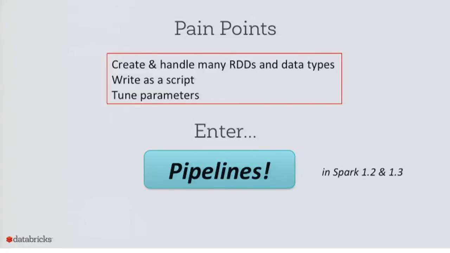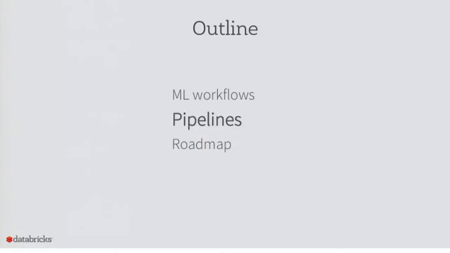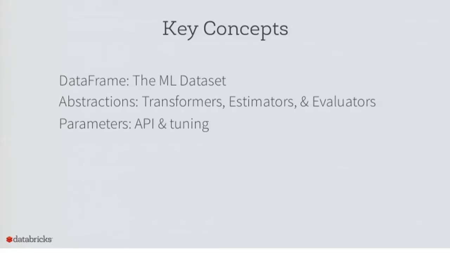This was introduced in Spark 1.2 and has continued to be developed. It's still experimental, but it has a lot of nice features, and there's a great time to give feedback on it. So, moving to pipelines. There are 3 key concepts to pipelines which I want to mention. The first is the DataFrame, which is going to be the de facto ML dataset. Next are several abstractions. And finally, I'll talk about a standardized parameter API for tuning.